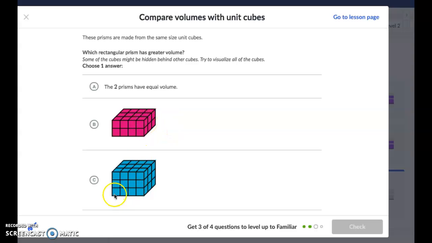Our blue one is 1, 2, 3, 4, times 1, 2, 3. So 4 times 3 is 12. And then 12 times the height, 1, 2, 3. So 12 times 3 is 36. So our blue one is going to have a larger volume.